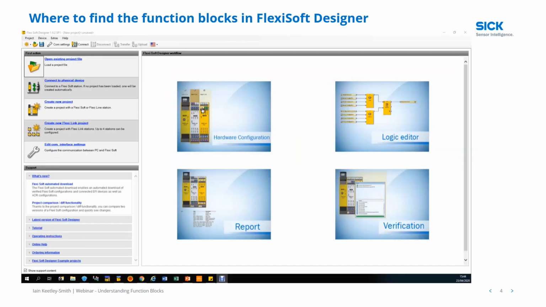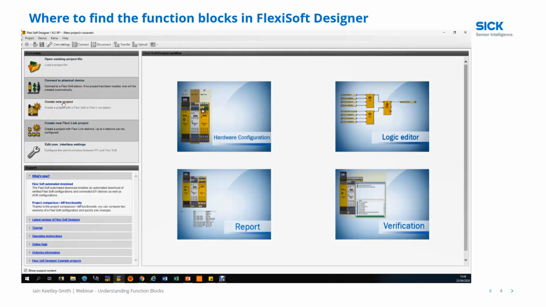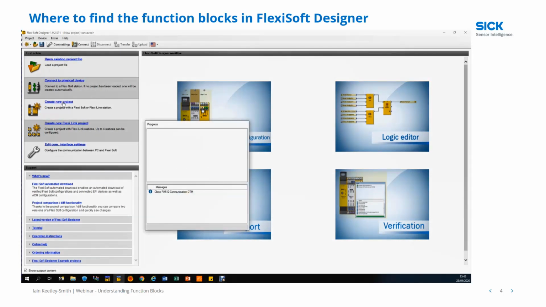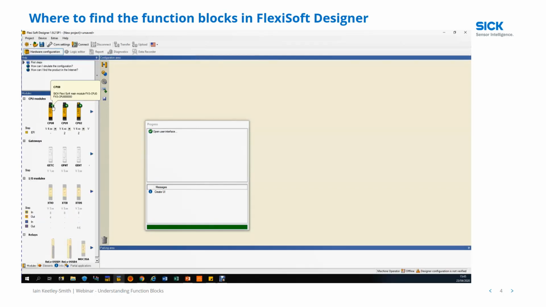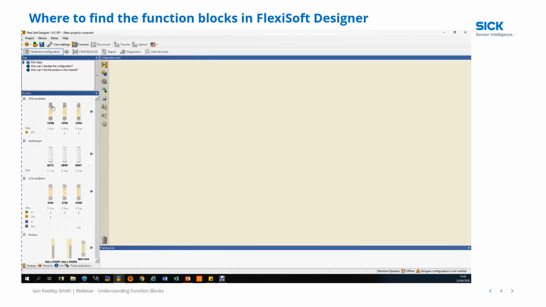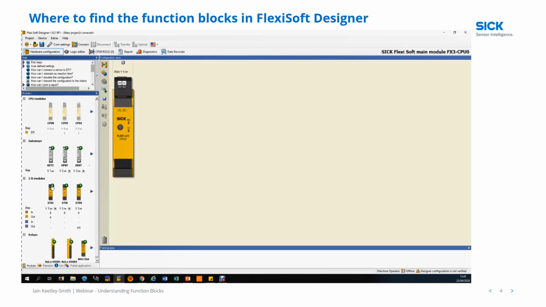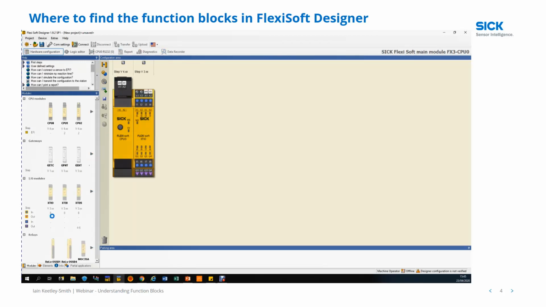So where do you find the function blocks in FlexiSoft Designer? Well, if we open up a new project here, once you click on create new project, it will start to initialize the software. Once the software has opened up, we get a choice of CPU. For this example, I'm going to bring in a CPU 0, which comes into the configuration area. Once that's come in, we select an input-output card, an XTIO.